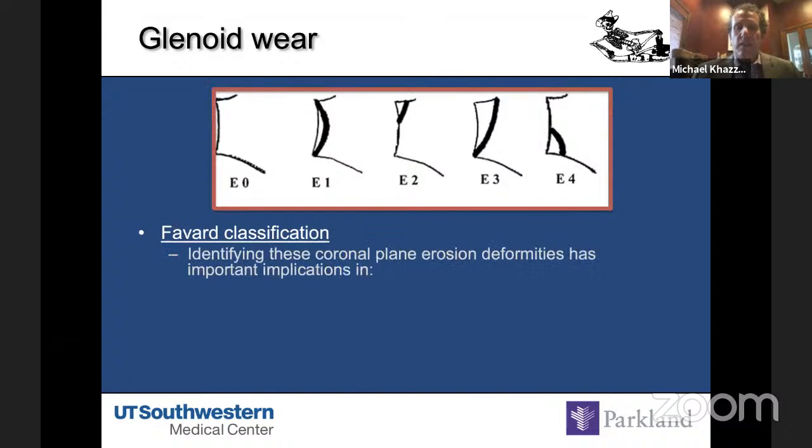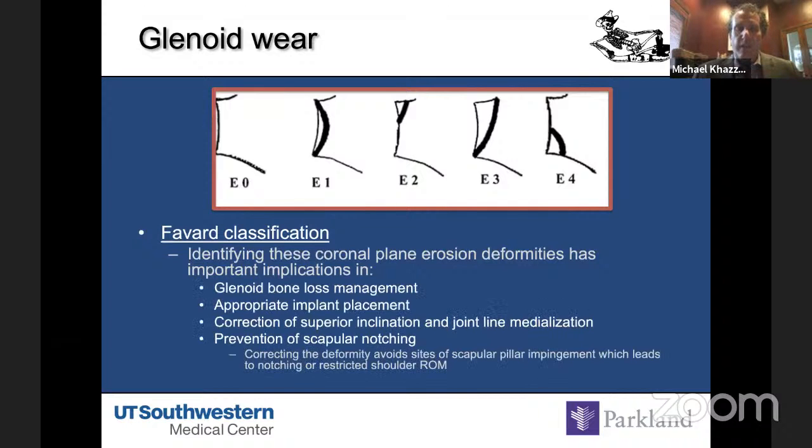Identifying these coronal plane deformities is very important because you need to correct the joint line and correct the superior inclination, because otherwise the implants, especially in the reverse setting, will be placed in an abnormal position, which can result in complications such as scapular notching, scapular pillar impingement, implant failure, restricted range of motion, and poor outcomes.